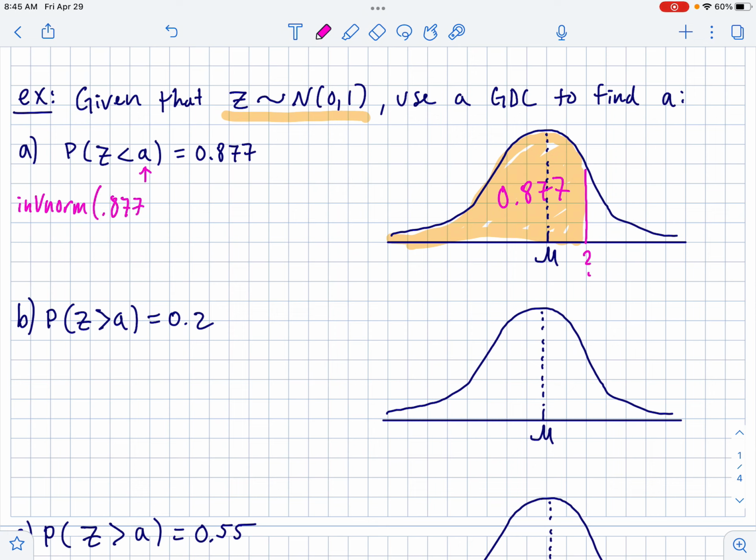The way you do that is put invNorm, then put 0.877, because we're looking for everything that's less than that, so it's working from the left, so we don't have to trick it on this one. The mean is 0, and the standard deviation is 1. And then you hit enter and you will get 1.16. Now you might look at that and be like, wait, I thought you can't have a probability that's bigger than 1. That doesn't even make sense.